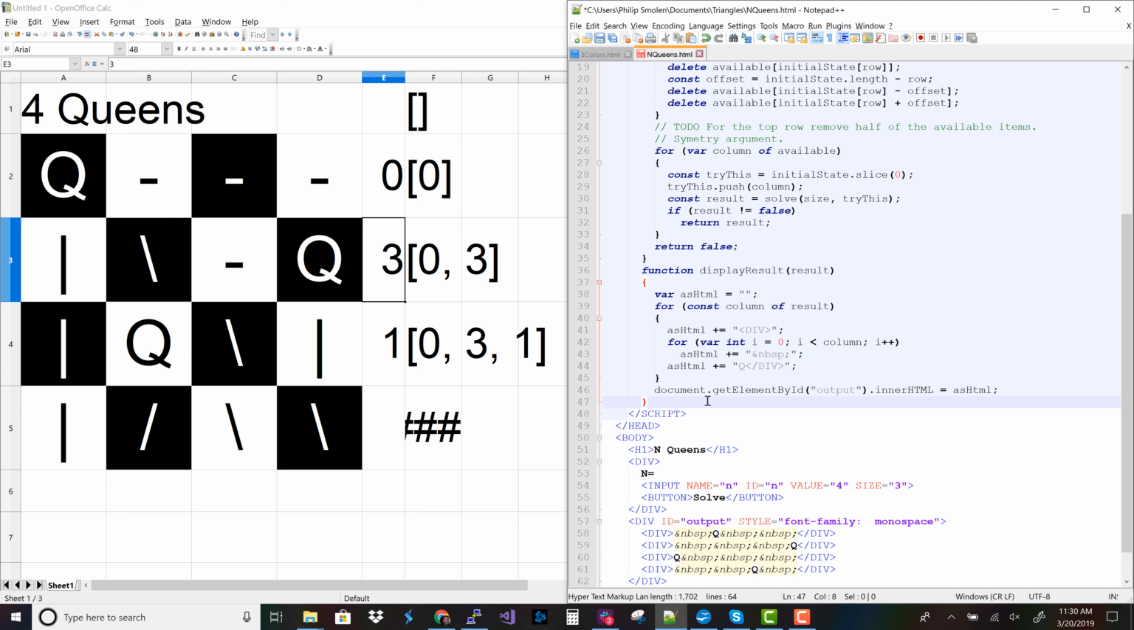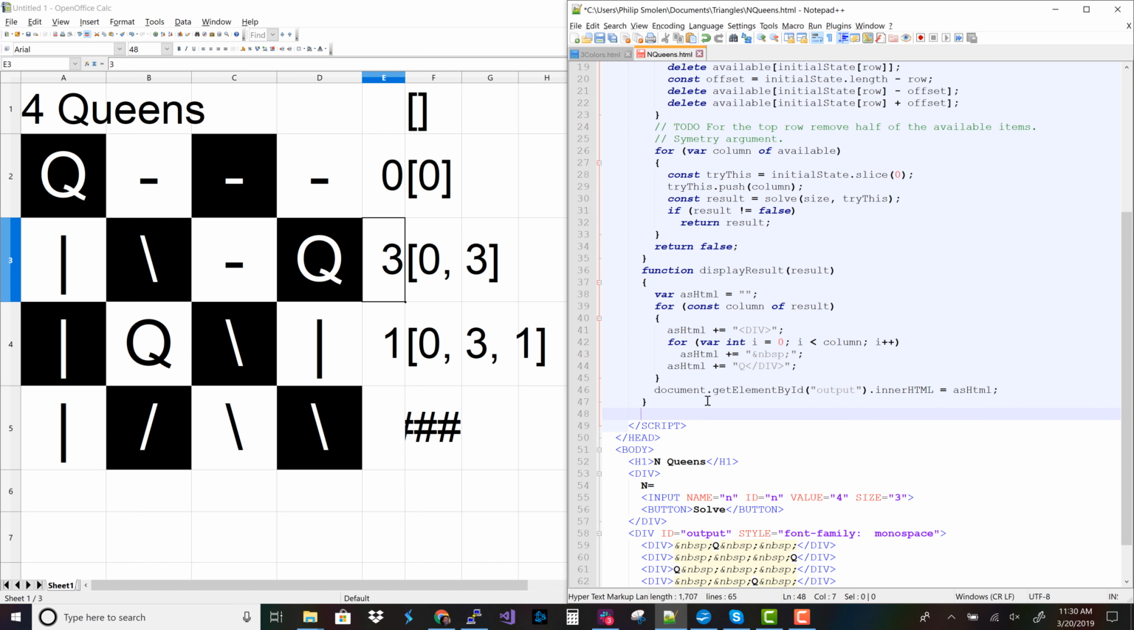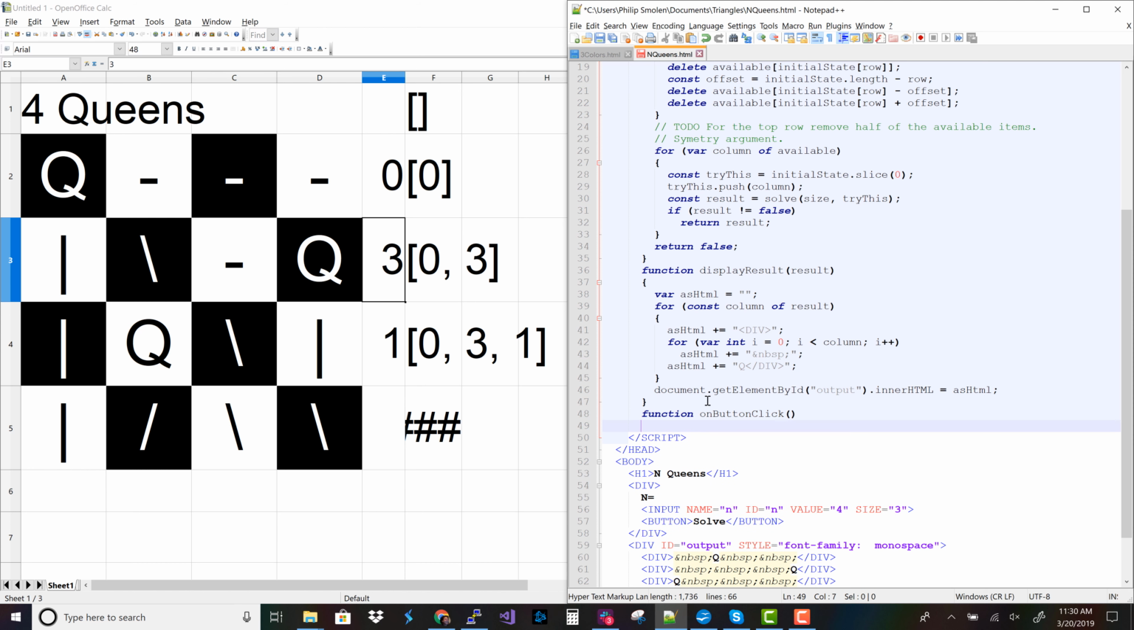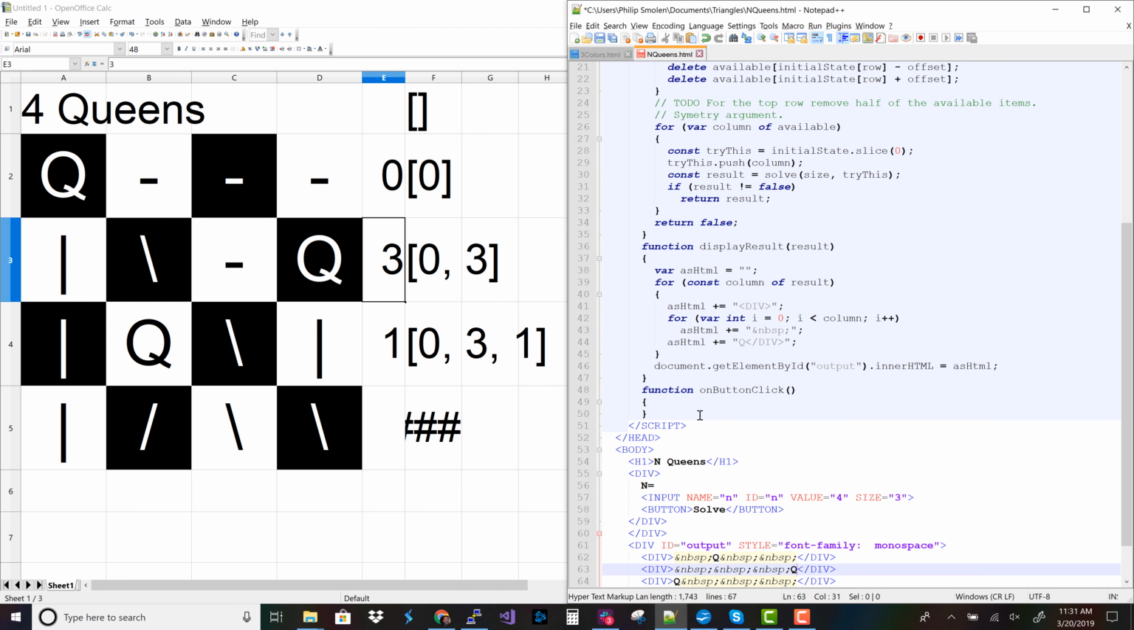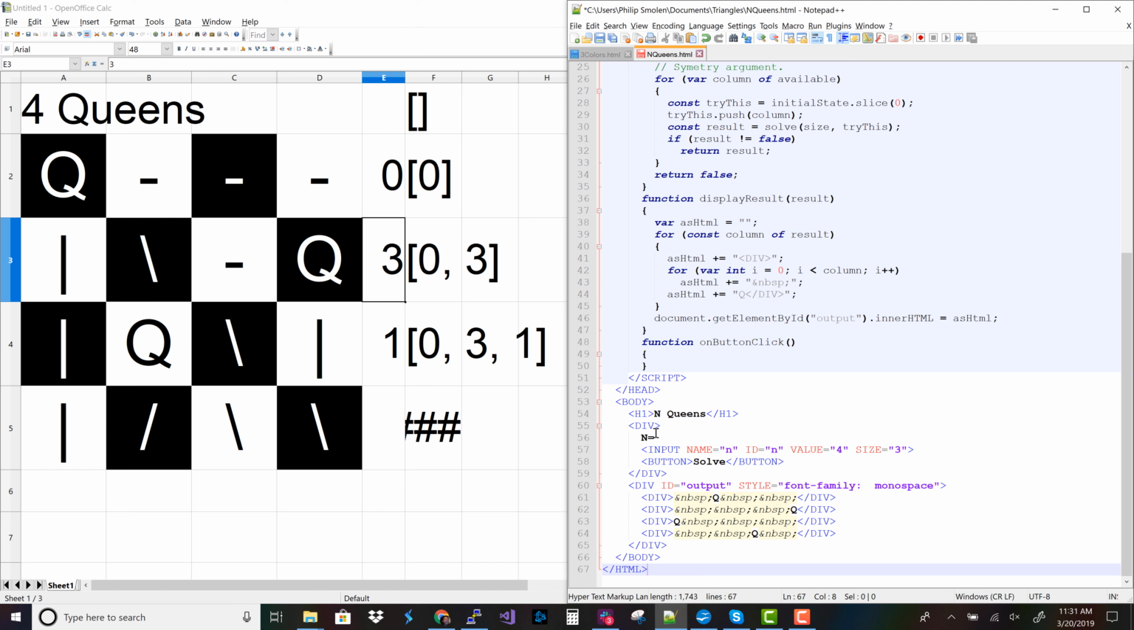So now we need to do the main part from the button. So let's say function on button click. Then we go down to the button here. I'm going to add a hook. There's this thing called onClick, I believe. Can't believe it would be called anything else. And that's just an event handler. Whenever someone clicks on the button, it will call this function in the code.